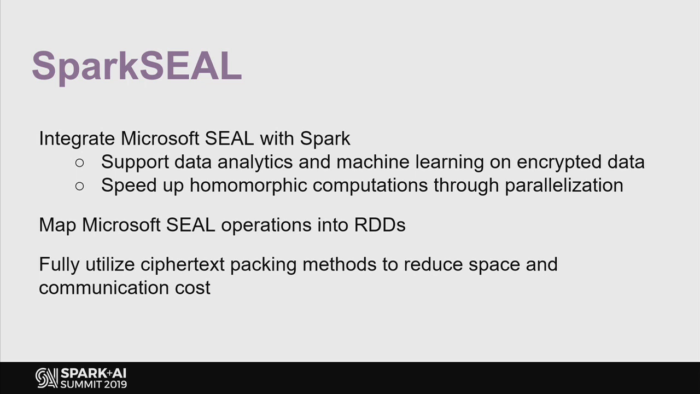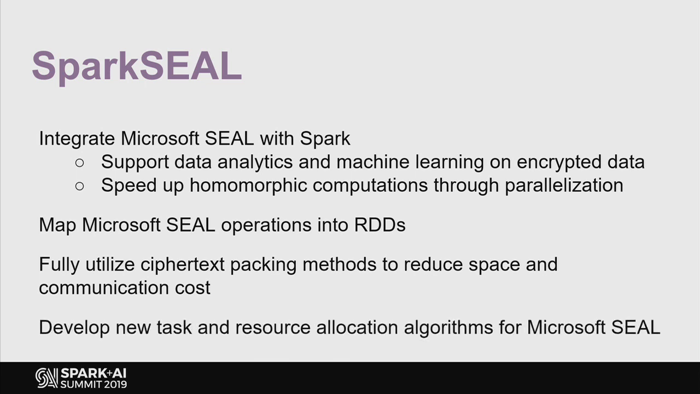For example, maybe the simplest possible thing, some huge average. You have a lot of different data stored across the different nodes, and you want to just compute the average. Can we make such a thing happen efficiently? Of course, everything is encrypted. So we're starting from these kind of basics. We also have to create some task and resource allocation algorithms for this stuff.